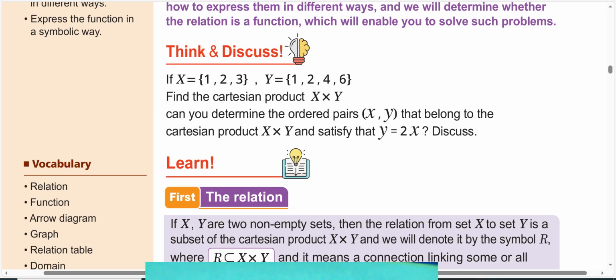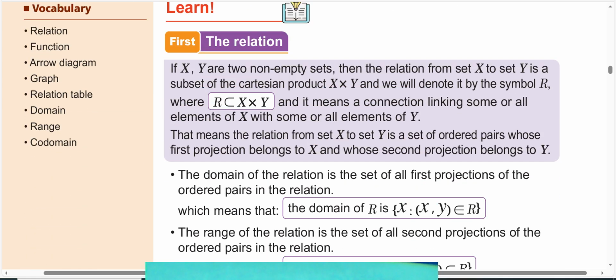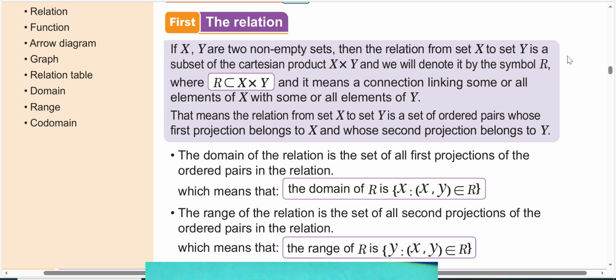Okay. First, the relation: x and y are two non-empty sets. The relation from x to y is a subset of the Cartesian product x by y, and we denote it by the symbol R, a subset of x Cartesian y. It means a connection linking some or all elements of x with some elements in y. You must know each element in x has only one image in y. The domain is the first set of R, like x, and the range is a subset of the second set, the codomain, of R.